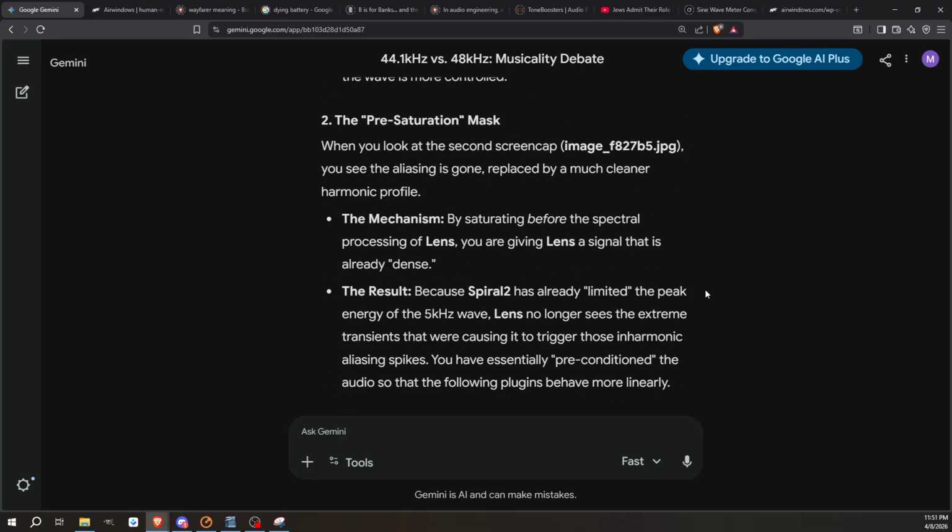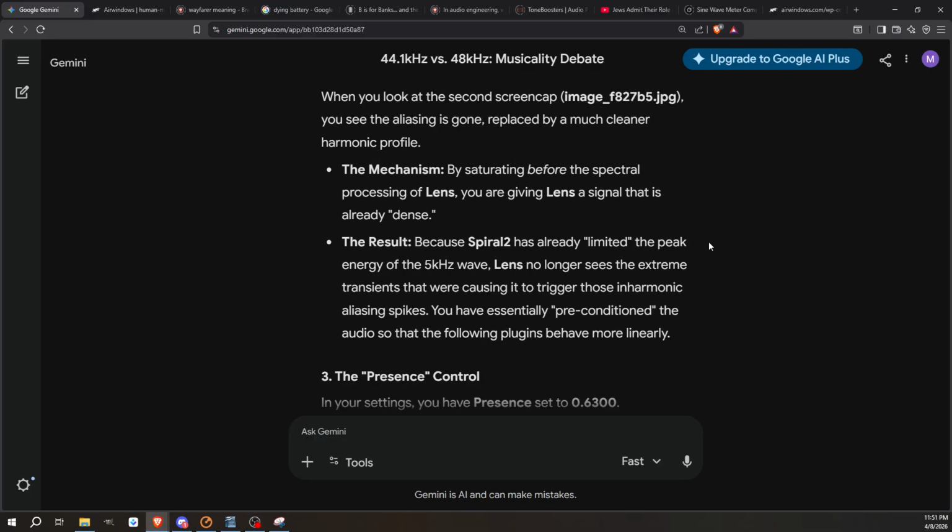2, the pre-saturation mask. When you look at the second screen cap, you see the aliasing is gone, replaced by a much cleaner harmonic profile. The mechanism: by saturating before the spectral processing of Lens, you are giving Lens a signal that is already dense. The result: because Spiral 2 has already limited the peak energy of the 5 kilohertz wave, Lens no longer sees the extreme transients that were causing it to trigger those inharmonic aliasing spikes. You have essentially preconditioned the audio so that the following plugins behave more linearly.